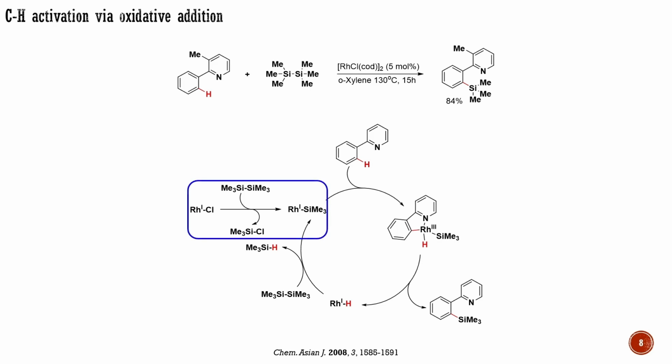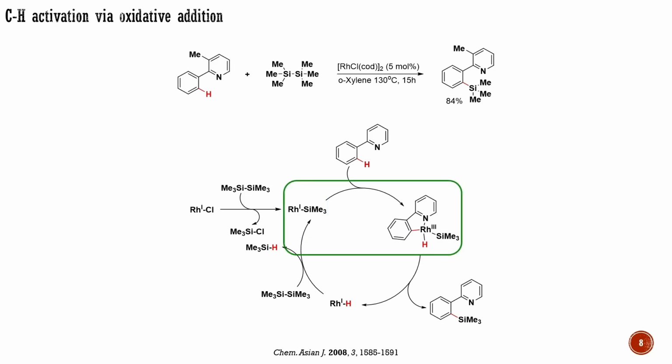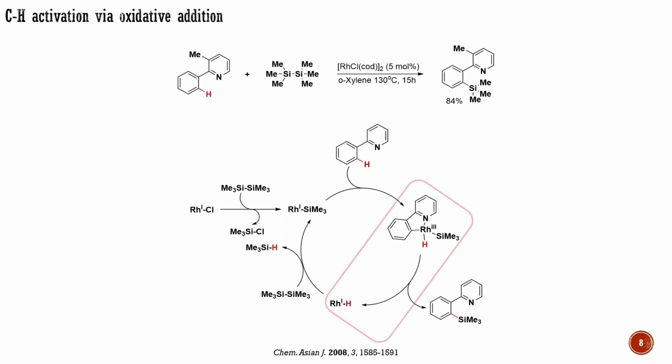A ligand substitution reaction occurs at rhodium, accompanied by the cleavage of the silicon-silicon bond. The formed rhodium(I) intermediate, after coordination to the directing group, undergoes oxidative addition to the C-H bond, generating this rhodium(III) intermediate. The final stage of the catalytic cycle is reductive elimination, producing the product and regenerating the active catalyst, rhodium(I).